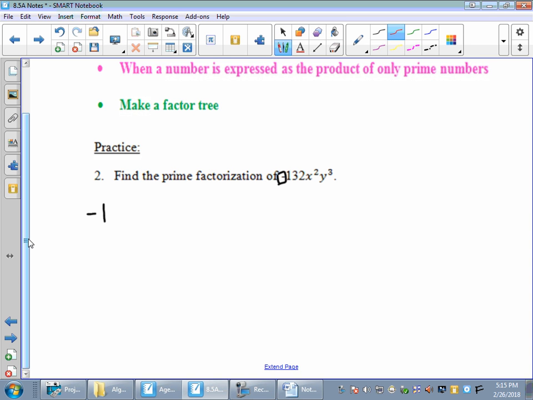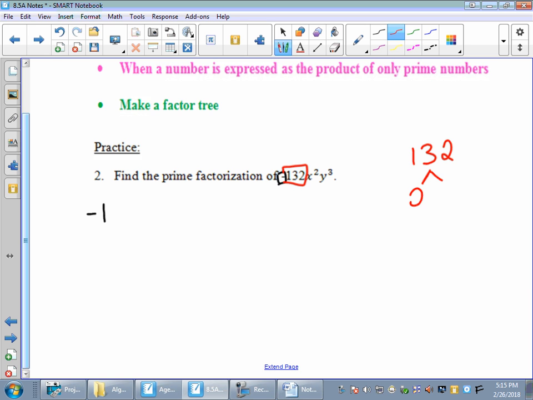Then I can go ahead and look at my number, 132. I'm going to write that number off to the side and make a factor tree, 132. Now to start our factor tree, you can think of any two whole numbers that multiply to give you 132. I like to start small.